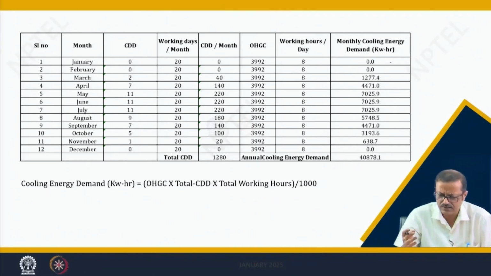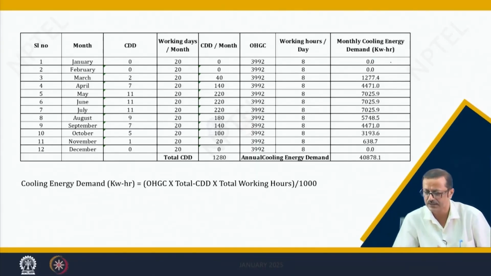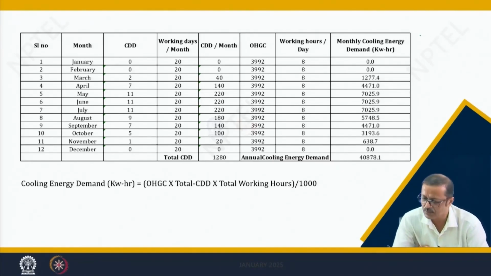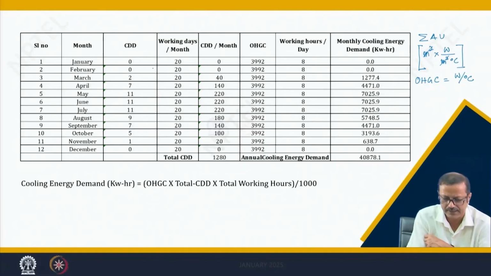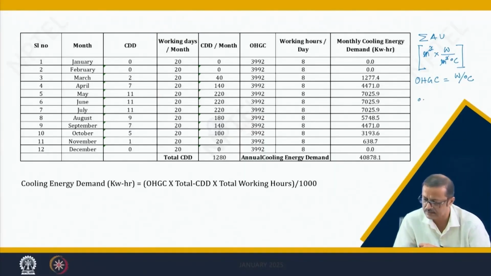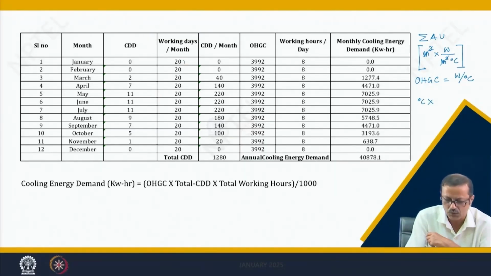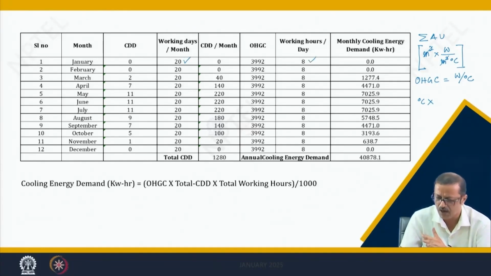Now, let me see the unit balance, because unit balance I always love to do. See, OHGC is what? It is A into U. So, meter square into watt per meter square degree C. Okay, so this is gone. So, the overall heat gain coefficient has a unit of watt per degree C. Now, the rest, CDD, is degree C multiplied by this 20 number of days, number of hours.